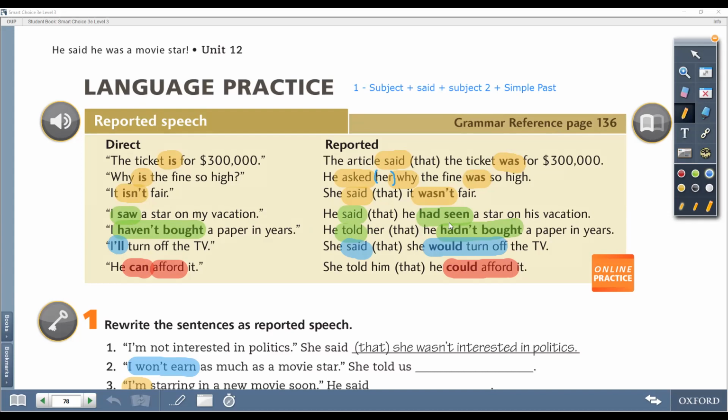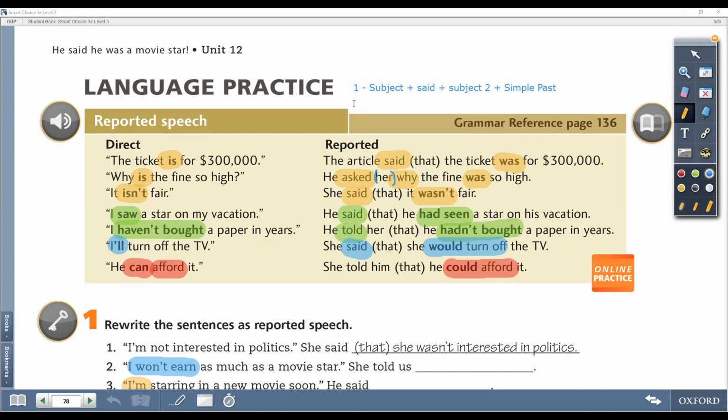And then what happens with the second part? I have to use the past perfect. So simple past becomes past perfect. Look at the second one. I haven't bought a paper in years. A paper is like a newspaper. So he told her that he hadn't bought a paper in years. So it happened the same. Present perfect becomes past perfect. So here, simple past, past perfect. Present perfect, past perfect again.